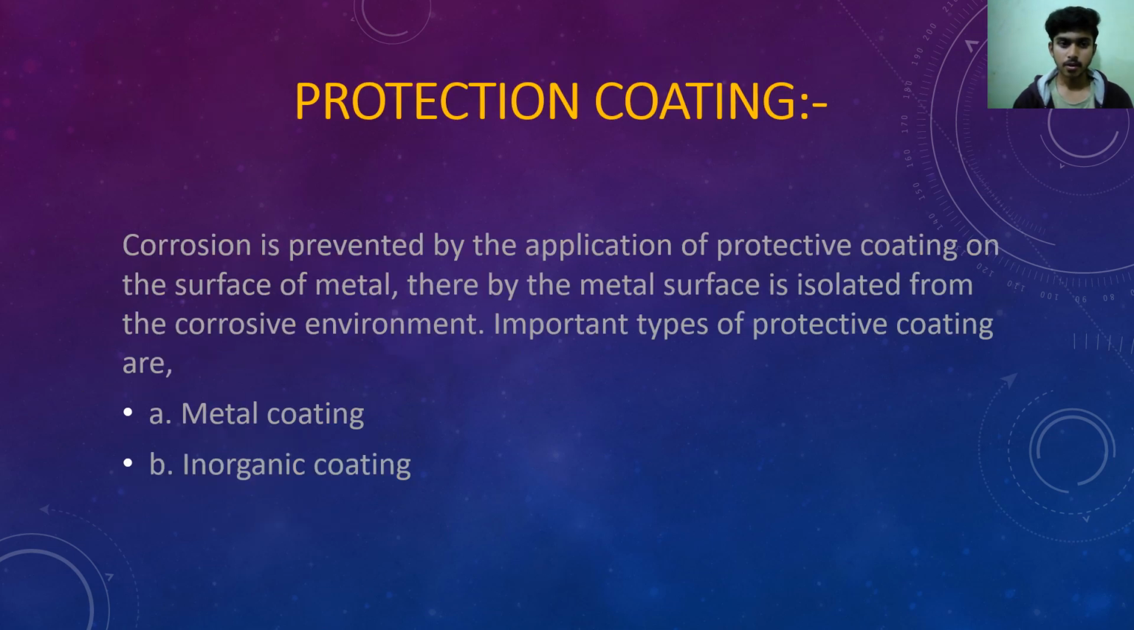Protective coating. Corrosion is prevented by the application of protective coating on the surface of metal, thereby the metal surface is isolated from the corrosive environment. Important types of protective coating are metal coating and inorganic coating.